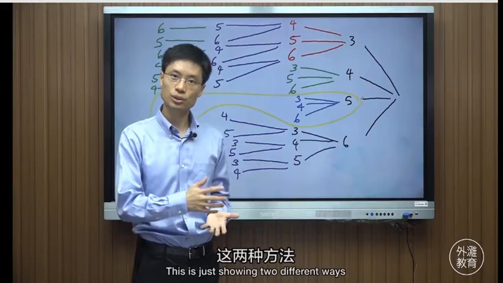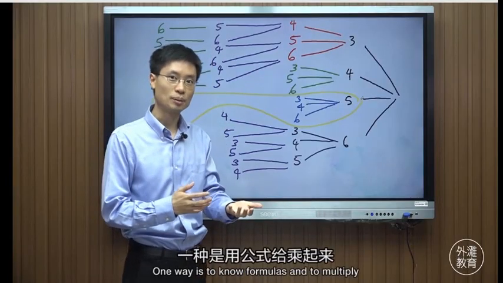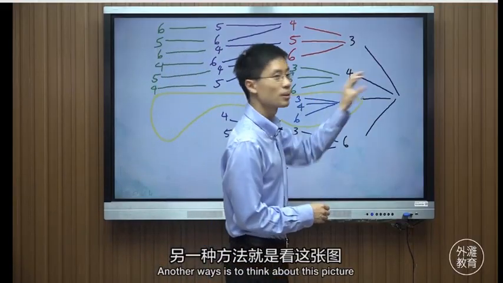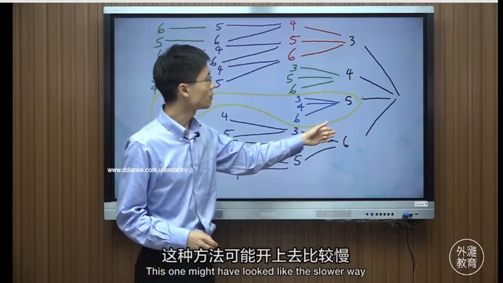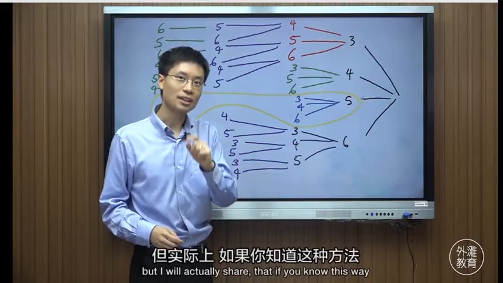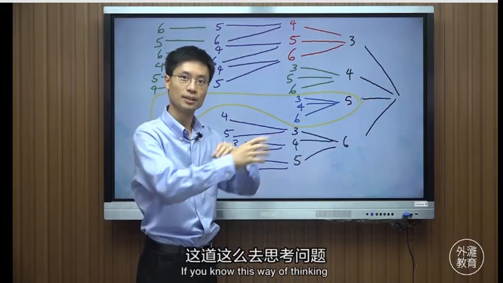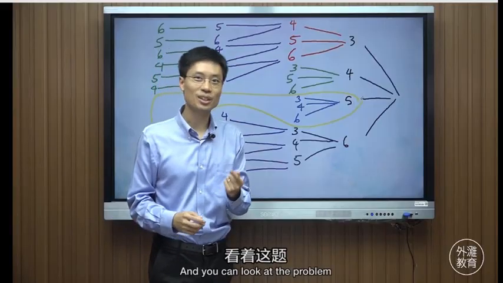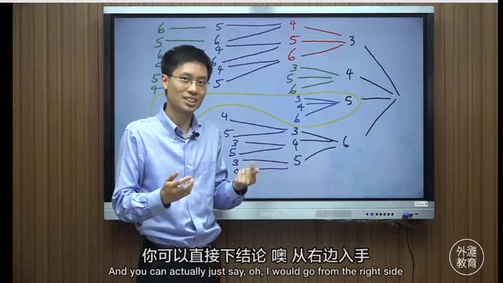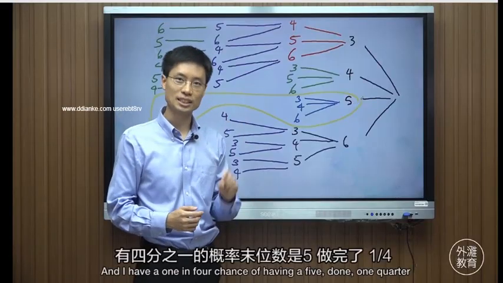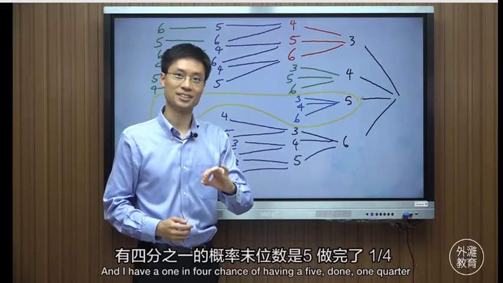This is just showing 2 different ways. One way is to know formulas and to multiply. That works well. Another way is to think about this picture. This one might have looked like the slower way. But I'll actually share that if you know this way of thinking, it's actually the faster way. You can look at the problem and just say, oh, I would go from the right side, and I have a 1 in 4 chance of having a 5. Done. 1/4.